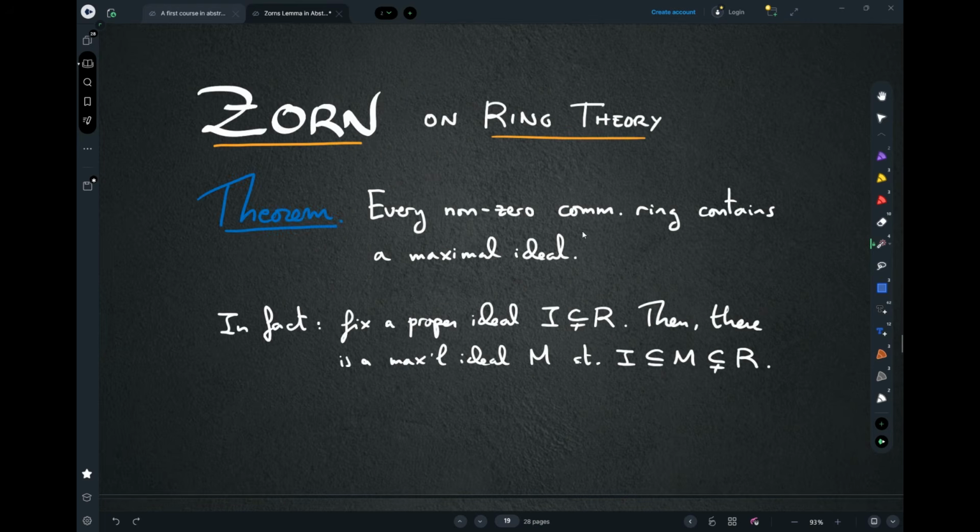Great. So now let's see an application of Zorn's lemma to ring theory. So we're going to prove that every non-zero commutative ring contains a maximal ideal. And in fact, we're going to prove something stronger.